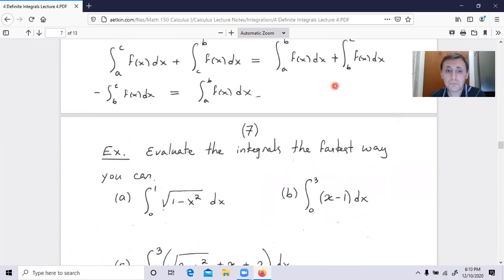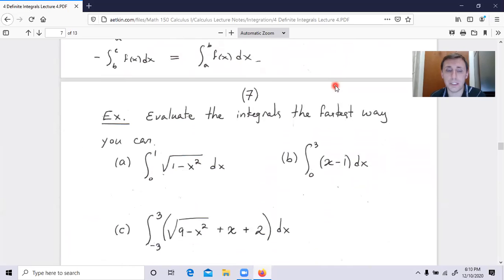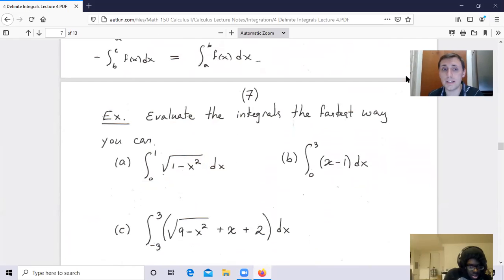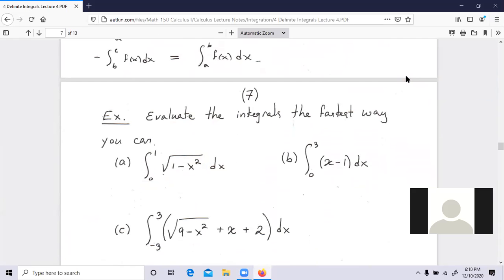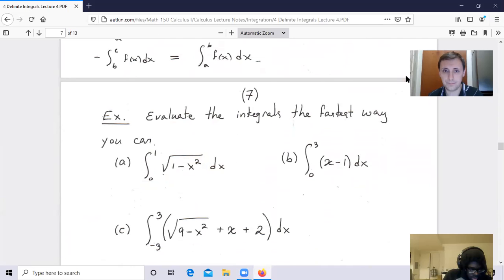So here are some examples, and let's see if you are capable of doing it without my help first. Can you evaluate the integrals below A? Let's begin with A, and figure out what's the value without doing any complicated calculation. Just looking at it and saying, I know exactly what it equals. In other words, evaluate the integral as fast as you possibly can.